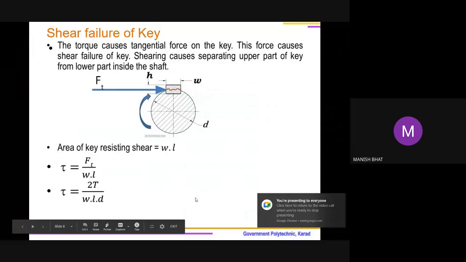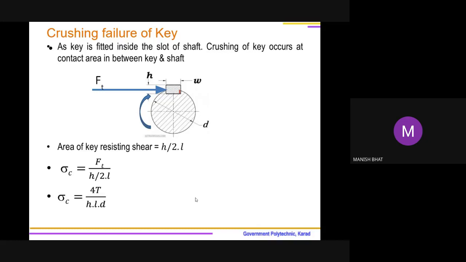Right. So shear failure of the key is indicated in this particular diagram. Another failure is possible. Again, you know that there are two elements in contact. Always remember that whenever there are two machine elements in contact, here the key is in contact with the shaft. One more mode of failure is possible, and that is crushing. Crushing is localized compression. The same tangential force Ft causes crushing of the key inside the slot of the shaft.